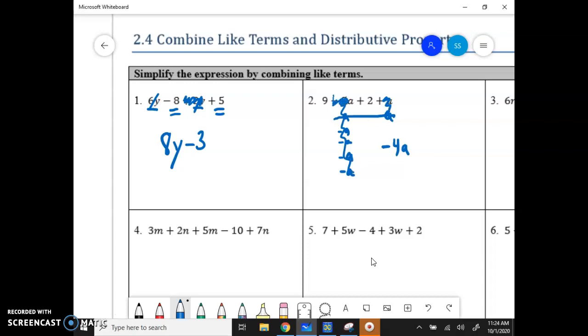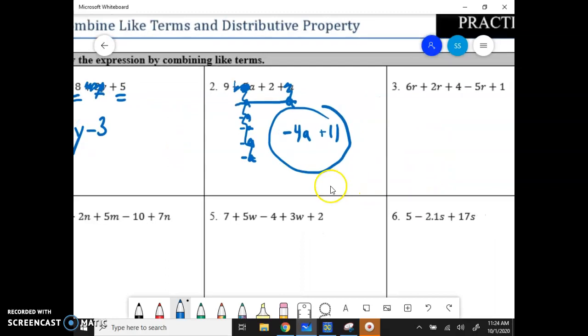This went with the negative 5. So now I have 9 plus 2. That's 11. All right. Make sure that you're always writing the variable term first. On the quiz, I'm going to have to make sure that you write whatever term has the variable, make sure that's written first. Okay?